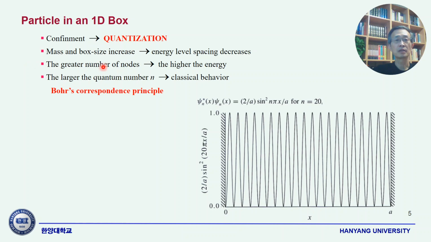So the greater the number of nodes, the higher the energy. Energy goes as a function of n squared, so when n increases, you will have that many nodes. If you have a large quantum number, you will observe classical behavior. We call this Bohr's correspondence principle. Bohr's correspondence principle says that in the limit of large quantum numbers, we can observe classical behavior.